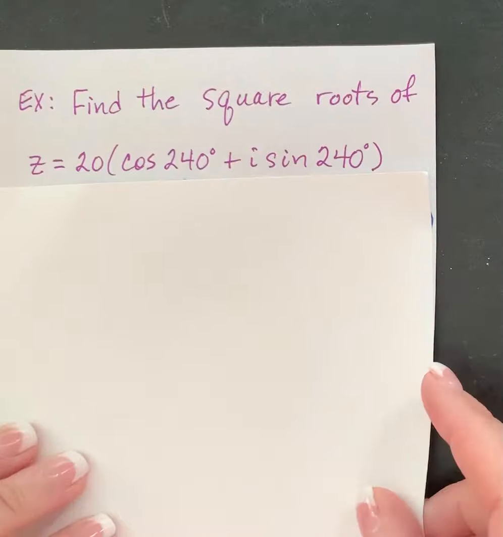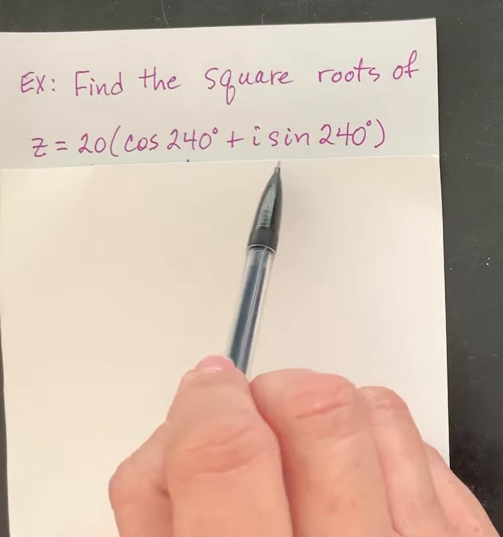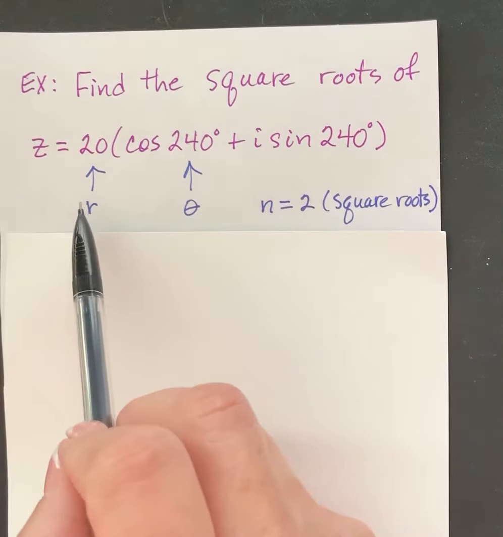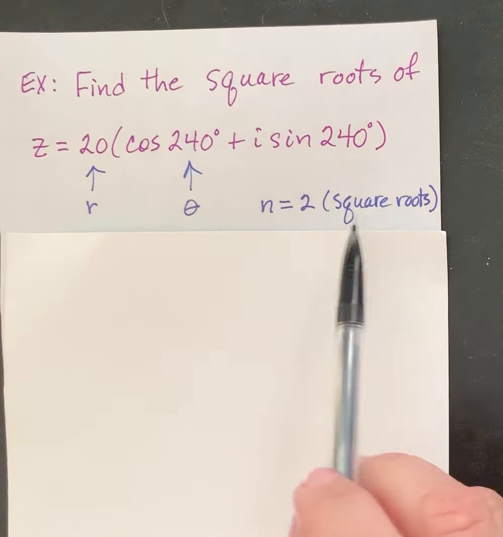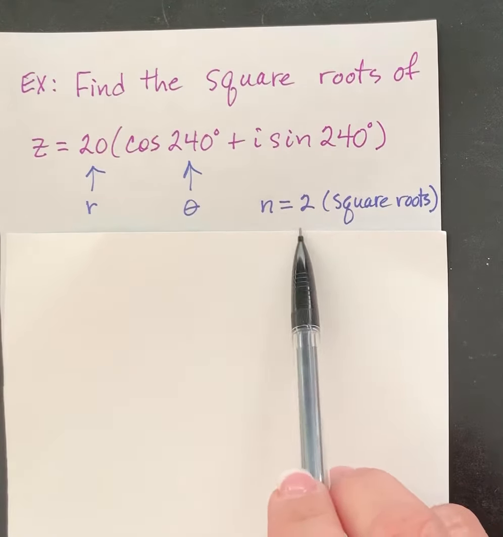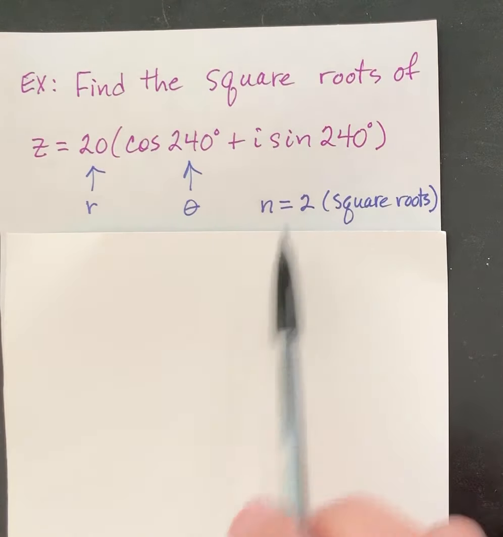Find the square roots of z equals 20 times the cosine of 240 degrees plus i times the sine of 240 degrees. Okay, so this is already in the trig form, and that's what we'll focus on first: finding roots of the trig form of a complex number. In this problem, the r value is 20 and the theta is 240. And since we're doing square roots, n will equal 2. If you're doing cube roots, n will be 3. If 4th roots, n will be 4. 5th roots, n will be 5. So for square roots, n will equal 2.